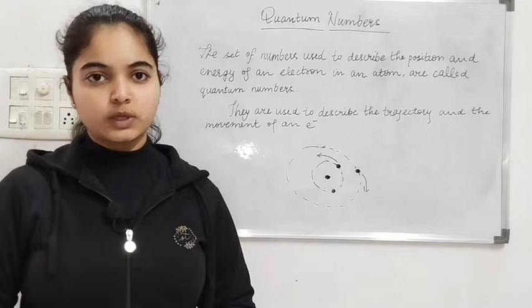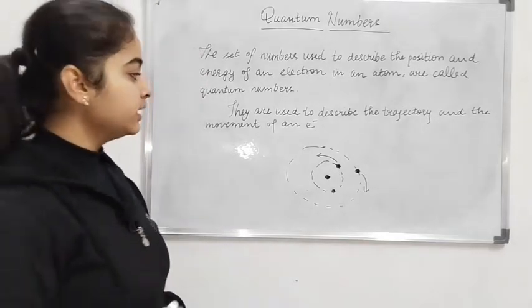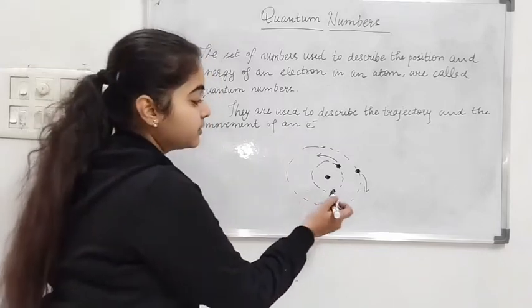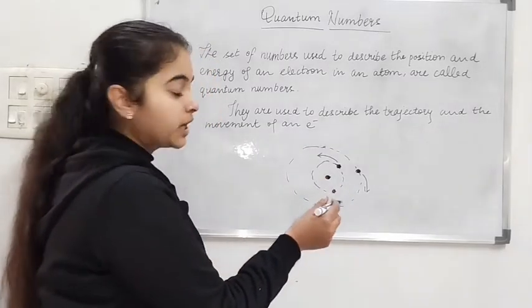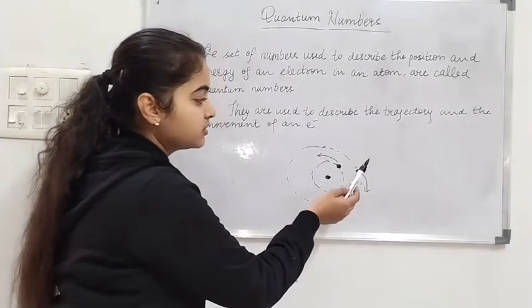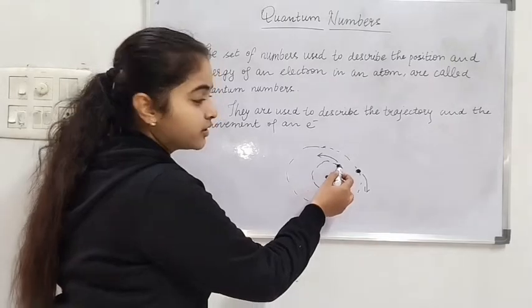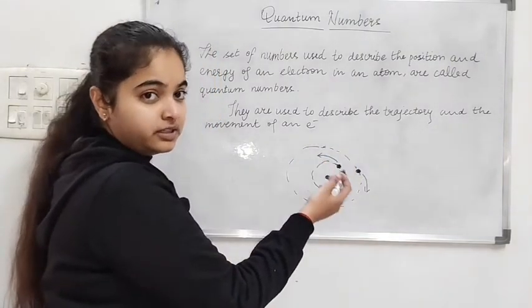Our today's topic is quantum numbers. As I told you in one of my previous videos, in an atom, the nucleus is present at the center and around the nucleus shells are present. These are the electrons which revolve on the orbits or the shells. Some electrons revolve clockwise, some revolve anti-clockwise.